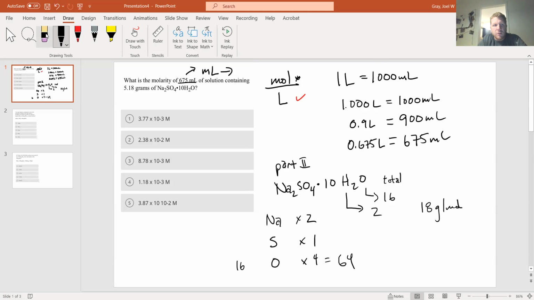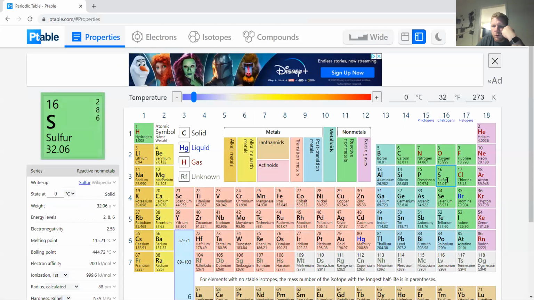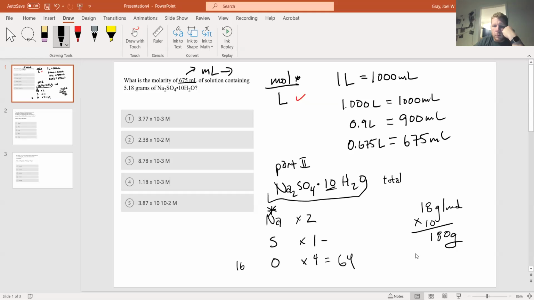Since I want to figure out the total molar mass of this whole thing, and I know that I've got 10 waters, I'm going to take that 18 and multiply it by 10. That's 180 grams. Next up, my sodium and my sulfur. Going back to my periodic table, I see that sulfur is 32.06, and sodium is 22.99. So 22.99 times 2, I'm going to round that to 23, so that is 46. Now sulfur, 1 times 32.06, is about 32.